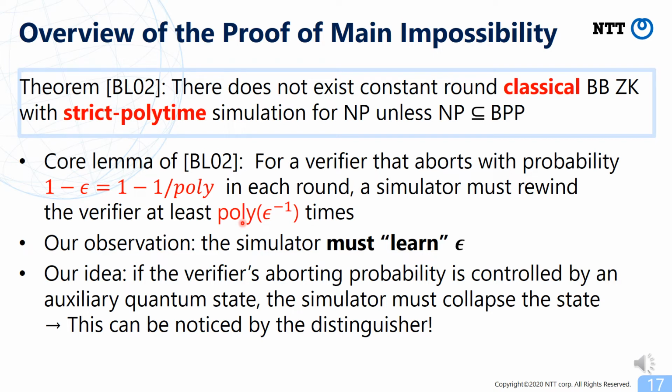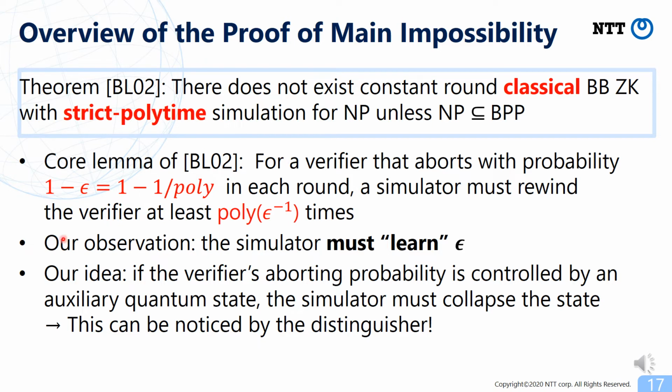The intuition behind the lemma is that because a verifier aborts with probability except for very small probability epsilon, the simulator has to rewind the verifier sufficiently many times to get useful information from the verifier. And this lemma easily implies the theorem because epsilon can be set to be an arbitrarily small inverse polynomial, in which case the simulator's running time cannot be upper bounded by a fixed polynomial.